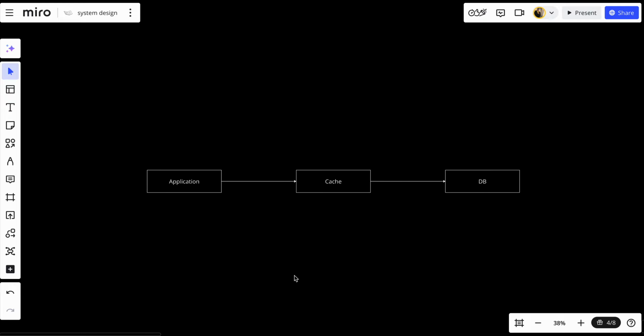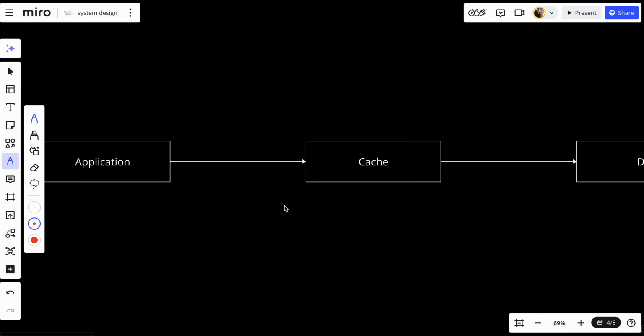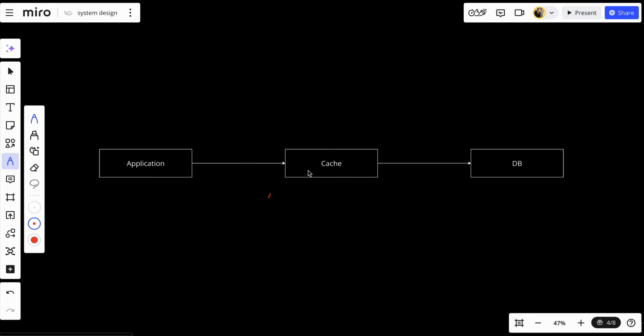So in a write through cache, data is written to the cache and then to the database. The cache sits in line with the database, ensuring consistency between both of them. It's also in line with the application, as in the previous one, but here the cache works on the write. So basically, the application writes data to the cache, and then the cache updates it to the database. And this guarantees that both the cache and database always have the same values.